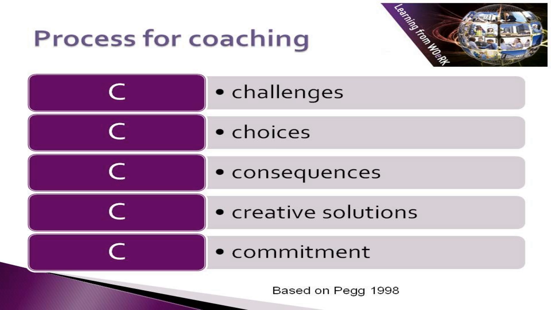This model is used by Pegg in his book, The Art of Mentoring, although the model's origins are unclear. First of all is to consider the challenge that the student wants to address. Then get them to think about the choices and options that are open to them. Then get them to consider the consequences of each of the choices. What are the advantages and what are the disadvantages of each option?